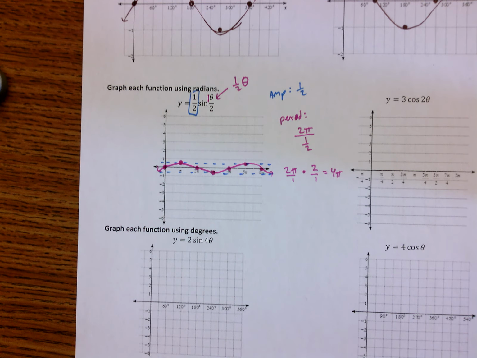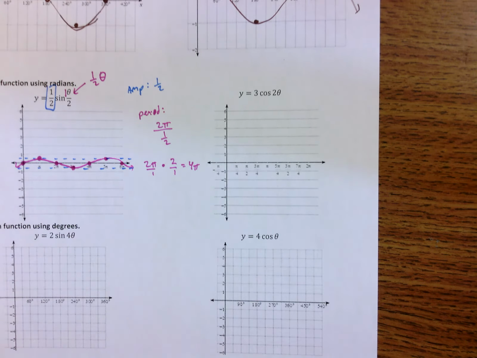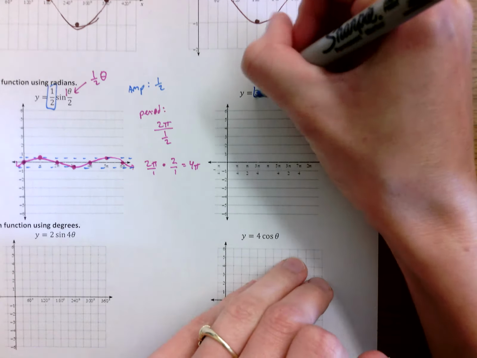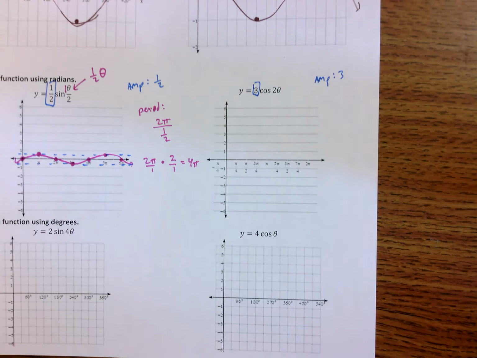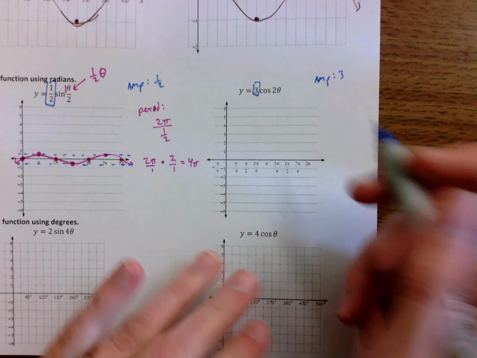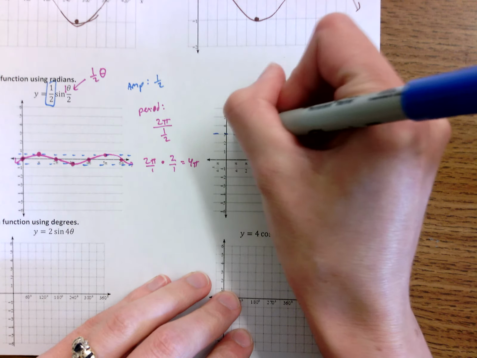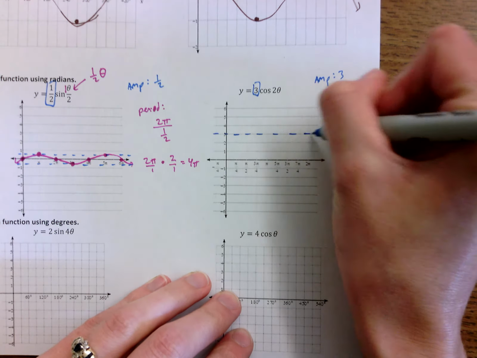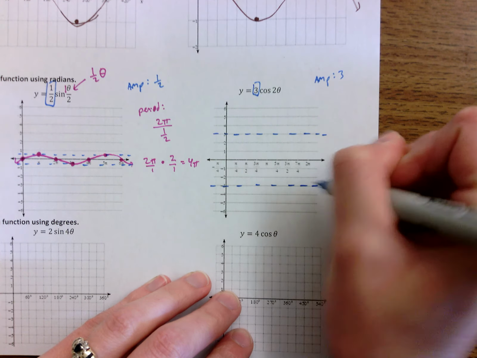All right, great. So let's try this next one. This guy right here, we're going to do the same thing. I'm going to start by looking at my amplitude. That's this guy. So the amplitude is 3. The first thing I'm going to do is put on my little dashed lines at +3 and -3. So I'm going 3 up from my midline and then 3 down from my midline.